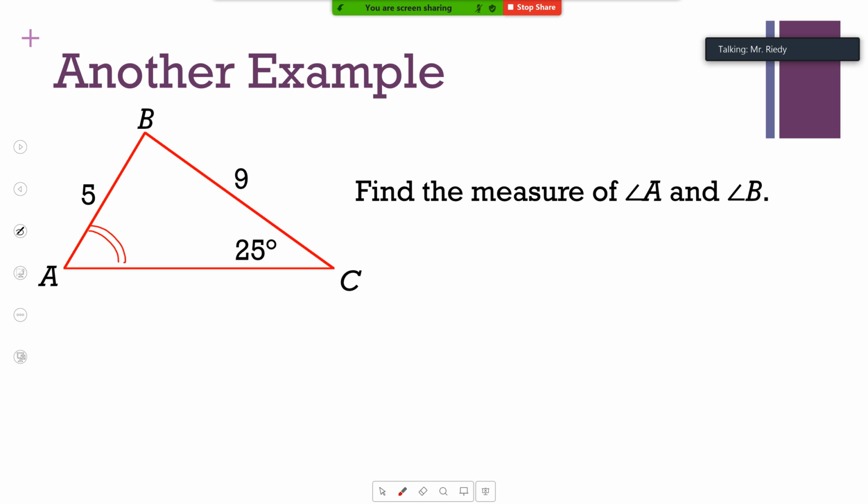Bobby, you there? Yeah. Could you help me set up my proportion, please? What am I going to do here? Like the previous one? Yes, sir. I think it would be sine A over 9 equals sine 25 over 5. Oh, beautiful.